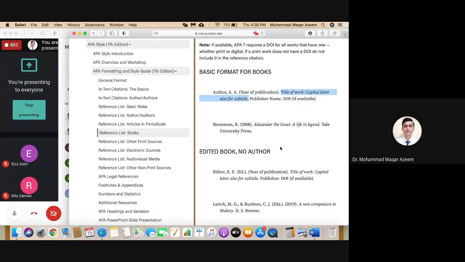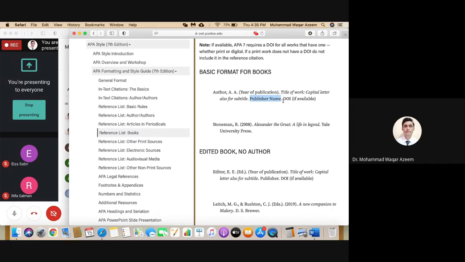Notice the way it is written. Okay. Because it is a longer work, therefore it is in italics, and because it is the title of a book, therefore just the first letters are uppercase, the rest of the letters are not uppercase. Then a period, and then you put the publisher name.